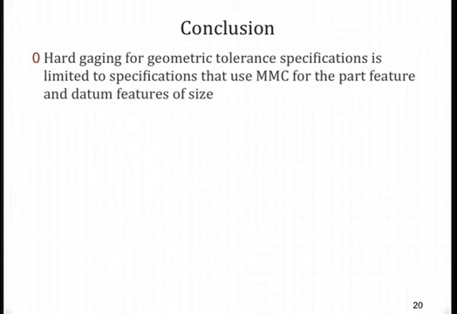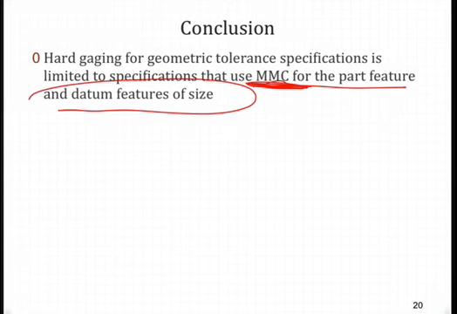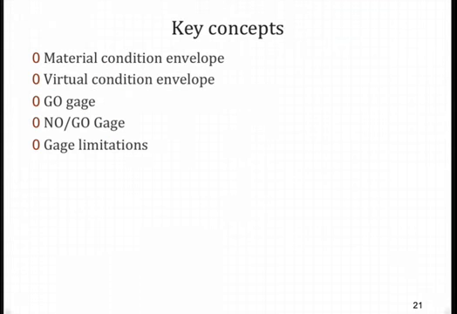So conclusion here again is you can use hard gauging for geometric tolerance specifications, but it's going to be limited to only those design specs where MMC is specified for the part feature, and we're dealing with, as well as datums, we're dealing with features of size. So if that is not the case, then you can immediately rule out the use of your functional gauges for the geometric tolerances. So we've learned that we need to consider again the material condition envelope, the virtual condition envelope, and that is for the geometric tolerances.